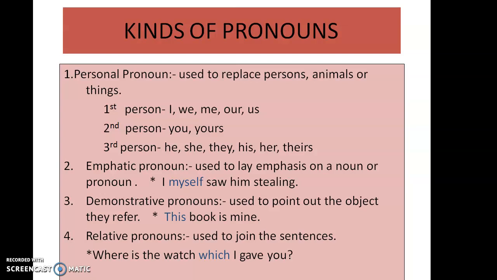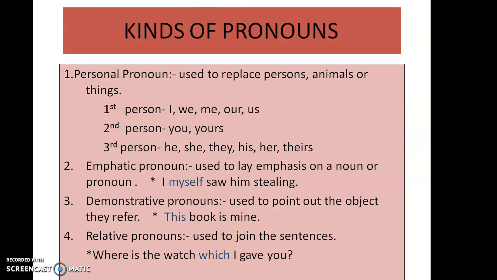Next, relative pronouns. It is used to join the sentences or clauses. Sentences या clauses को join करने के लिए हम relative pronoun का use करते हैं. That shows relation. Like where is the watch which I gave you? So what does this word which do? इस which ने क्या किया?